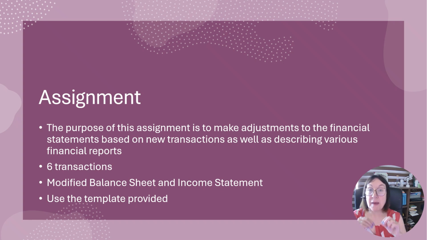Okay, you're going to be making some adjustments to the financial statements based on some transactions. There's going to be 6 transactions and we're going to go over some examples to help you understand this. You're also going to look at just a modified balance sheet and a modified income statement. So be sure you use the template we provide to you, okay?